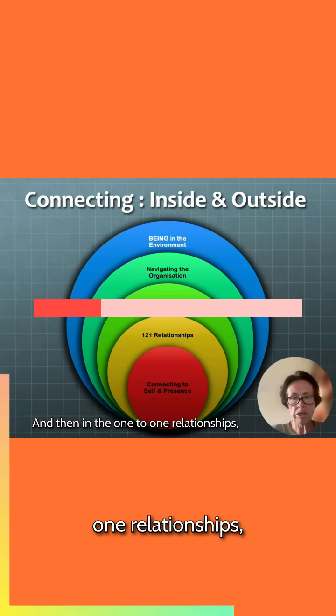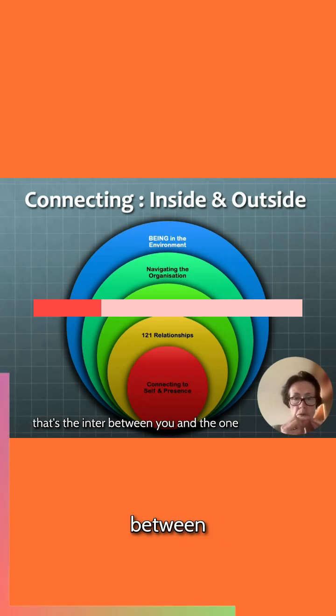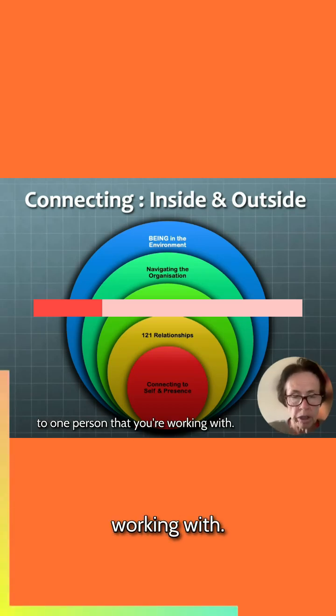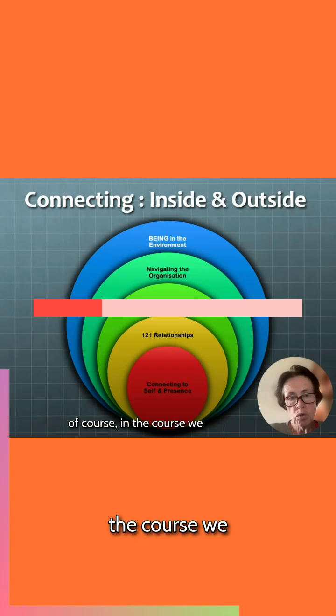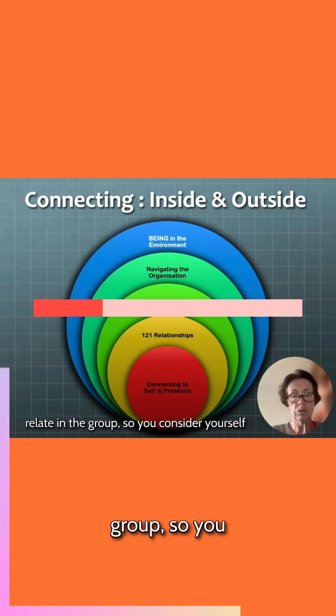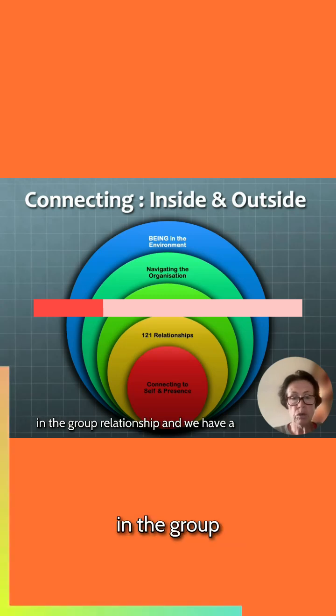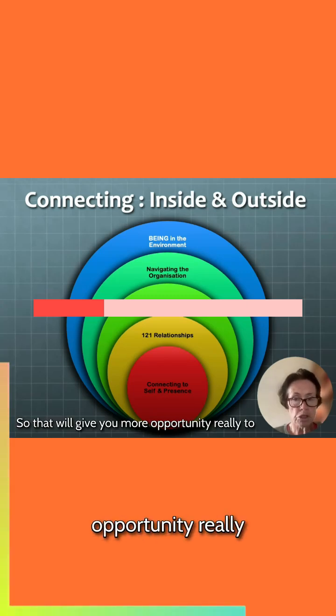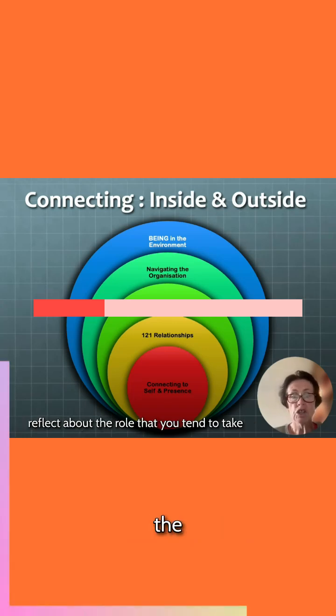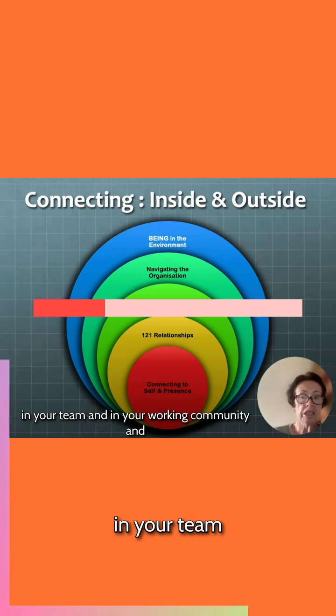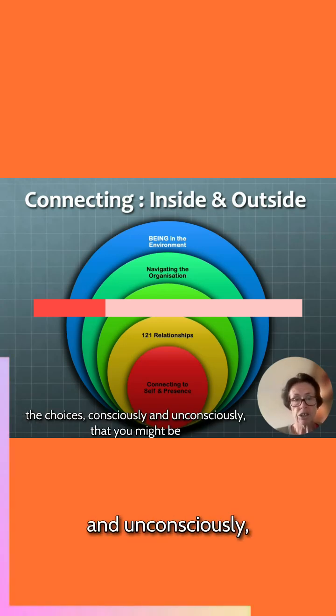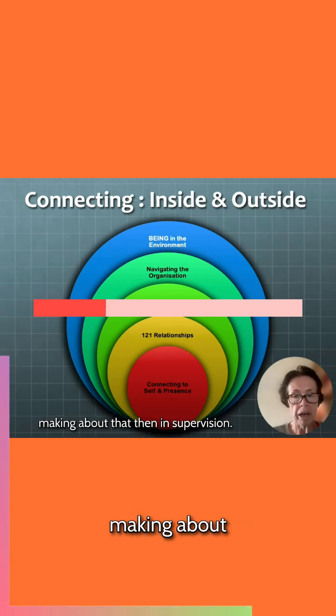And then in the one-to-one relationships, that's the inter between you and the one-to-one person that you're working with. And of course, in the course, we relate in the group. So you consider yourself in the group relationship, and we have a space to do that in the experiential group. So that will give you more opportunity, really, to reflect about the role that you tend to take in your team and in your working community, and the choices, consciously and unconsciously, that you might be making about that.